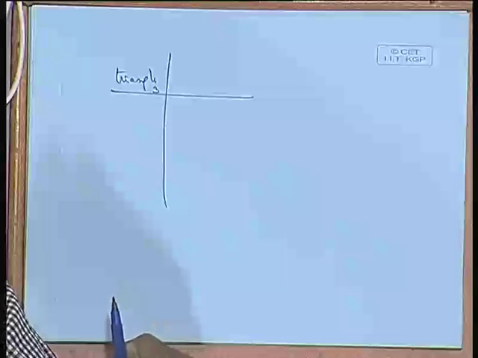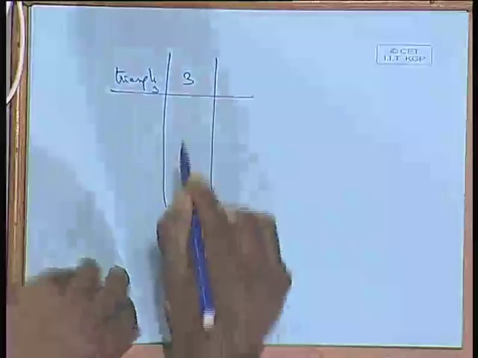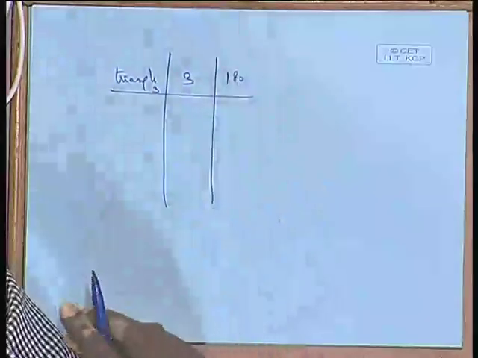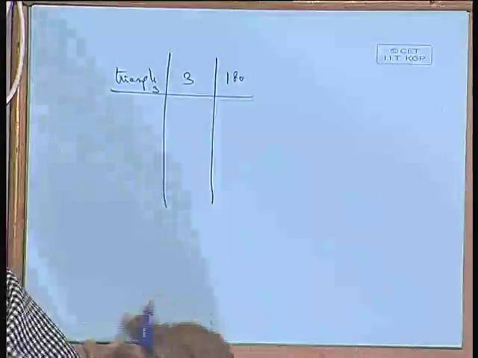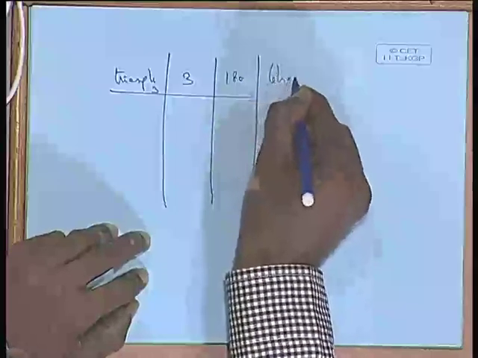If you bring three regular triangles at a corner, what will be the total angle? 180 degrees, yes. So, 180 degrees is less than 360. So, it is feasible. And what is such a solid where three triangles meet at a corner? Tetrahedron. So, that is the tetrahedron. We got it.